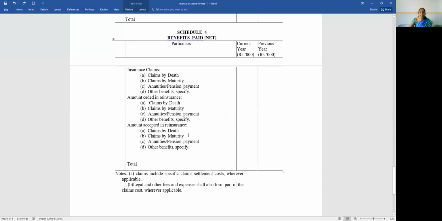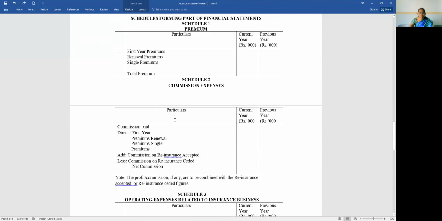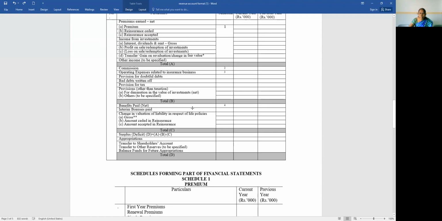Sometimes bonus will be there, bonus by cash, bonus in the way of reduction in the premium, surrenders, all will be coming under the category of benefits paid. So all this you take and write the total in the column benefit paid against schedule number 4. So now you have got all the expenses over. Now we are going to find out the surplus.